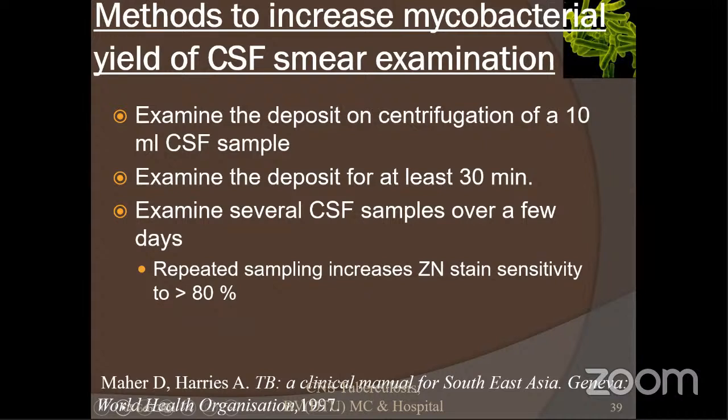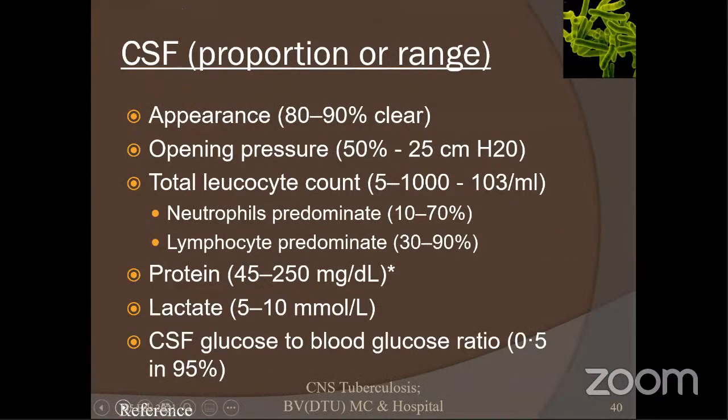The cell count is very, very important also. The opening pressure may be raised, the appearance will be clear, and neutrophils predominate sometimes in the acute presentation of TBM, and lymphocytes predominate in 30 to 90%. The cell count is very important in CSF examination.